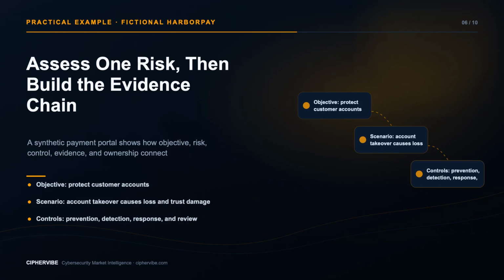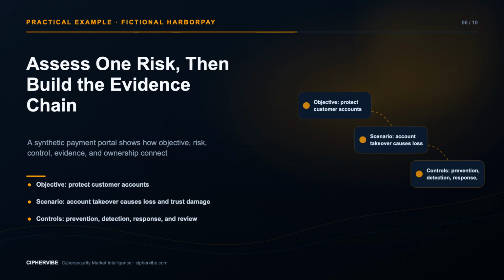Existing controls include strong authentication options, rate limits, session protection, change notifications, privileged access restrictions, transaction monitoring, and an incident process. HarborPay does not simply list them. Each control has an owner, implementation description, frequency, evidence source, exception process, and test method.